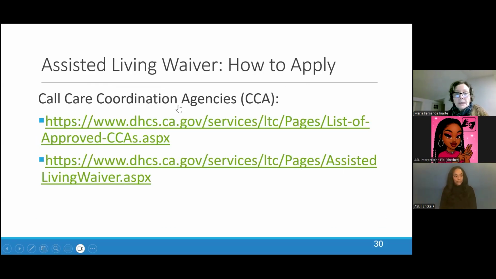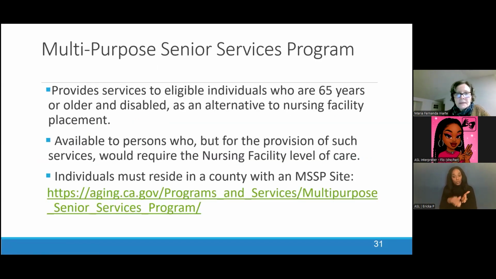How do you apply? You call the Care Coordination Agency, and the information is here. So you notice that waivers have agencies, entities that you have to apply through to get on these waivers.